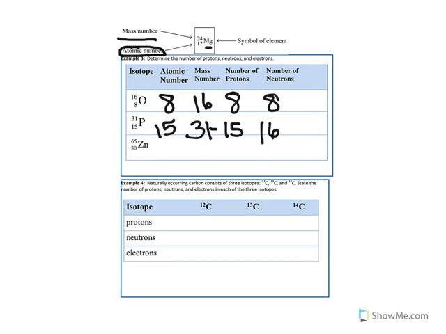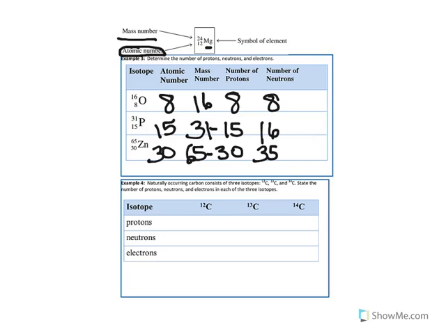Let's look at an atom of zinc that has the mass number 65 and the atomic number 30. The number of protons comes from the atomic number, so the number of protons is 30. The number of neutrons comes from the mass number minus the number of protons. 65 minus 30 tells us that there are 35 neutrons. Let's look at another example.